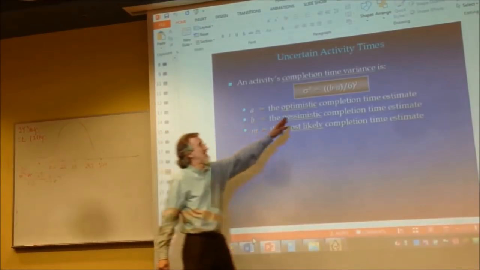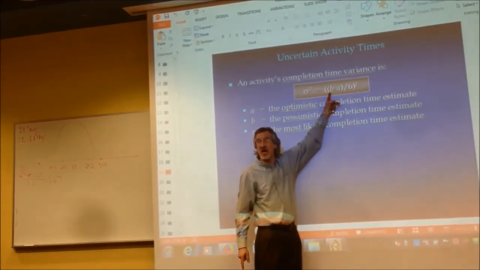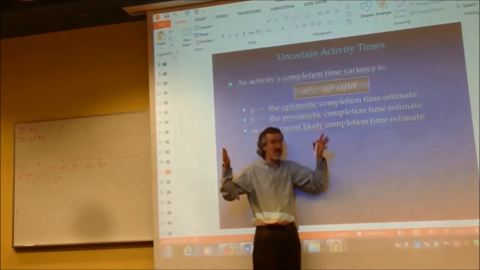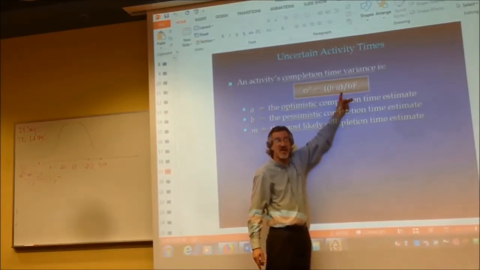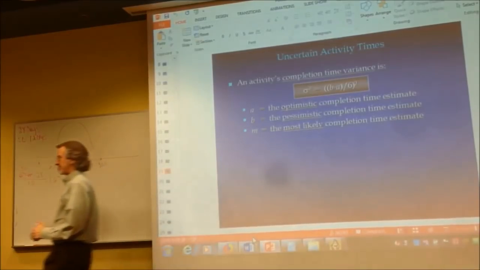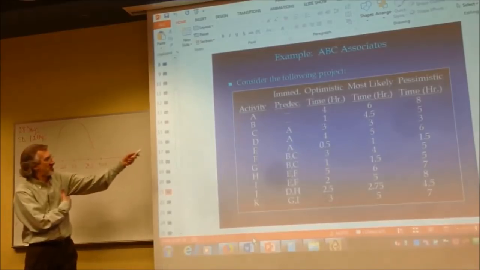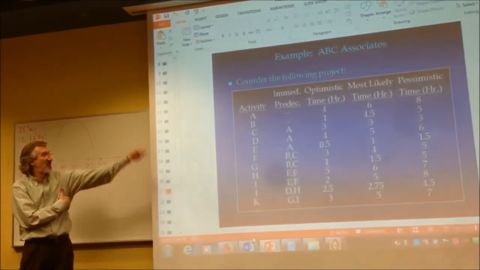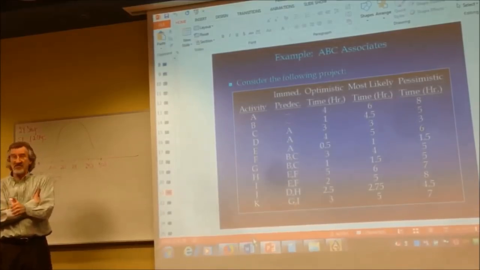And here is how to get the variance of each activity. The longest amount of time minus the shortest amount of time that activity could take, divided by 6, then take that and square it. Here's our example. There's 1, 2, 3, 4, 5, 6, 7, 8, 9, 10, 11 activities. You can see what precedes each activity.